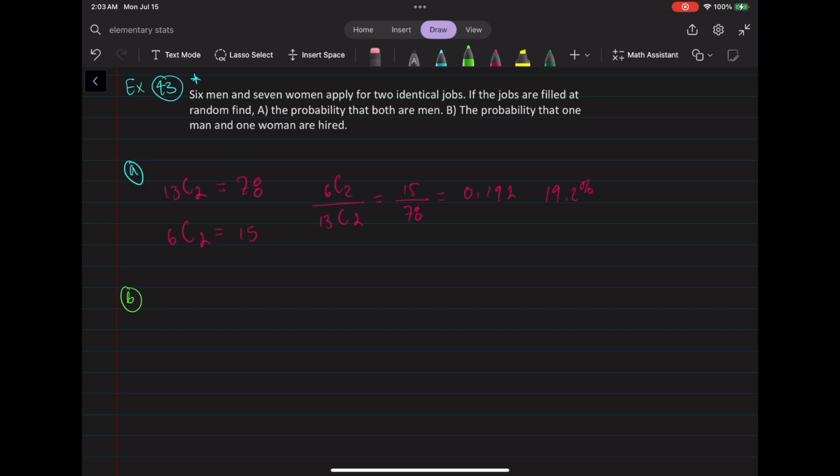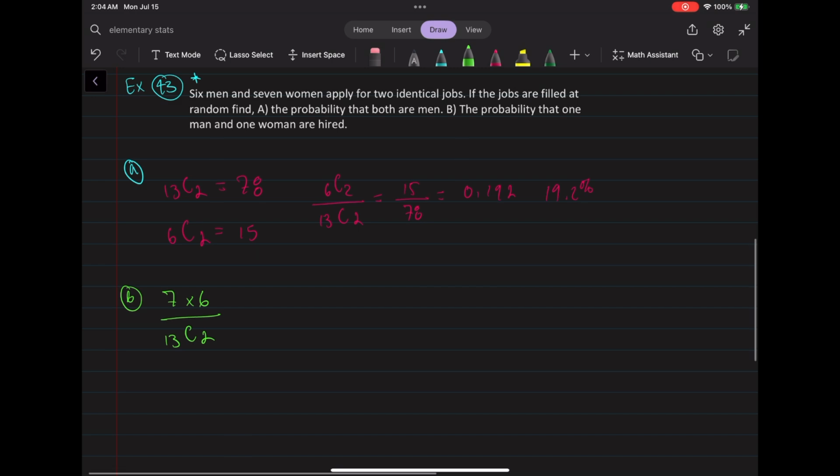And now let us do part B. Let's do B in green. Part B is the probability that 1 man and 1 woman are hired. All right, so just like I said in the beginning of the video, it's going to be 7 times 6. That's the number of ways I can arrange a woman in the first slot and a man in the second slot. So all I have to do is divide that by the total number of ways I can arrange both a man or a woman in those 2 slots. That is 13 combination 2. It's still 78. So that's 42 divided by 78.